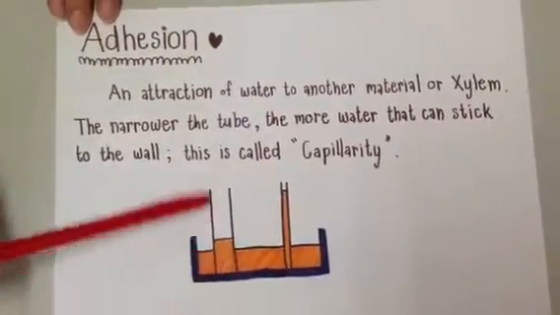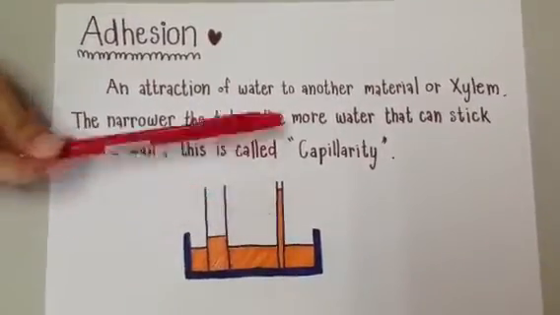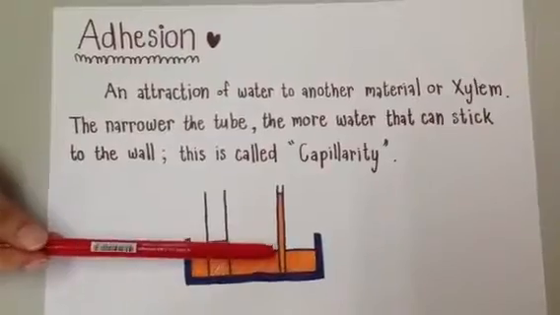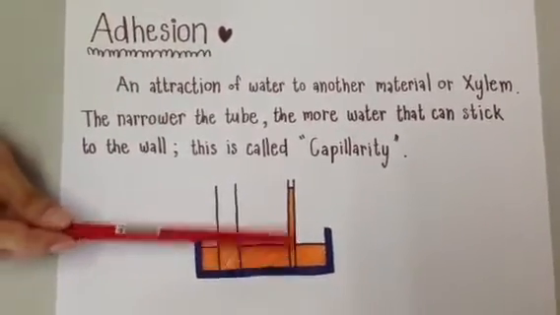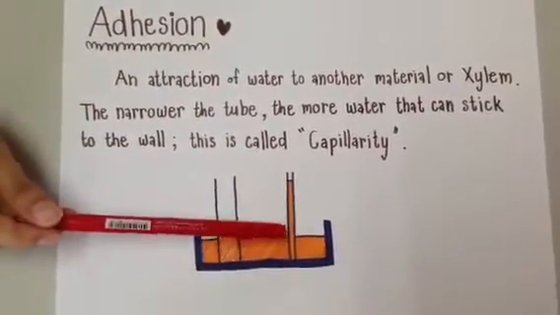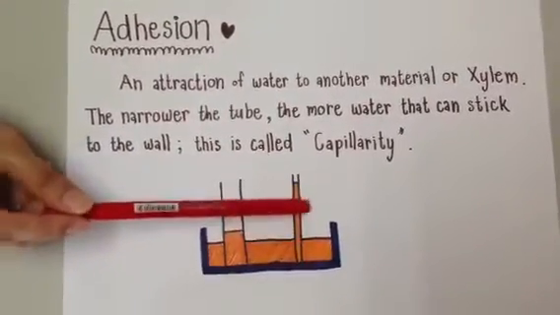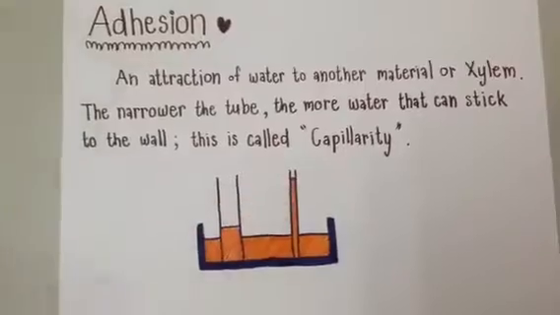One with a wider tube and one with a narrower tube. This one, the water tends to move up more because it's more narrow, and so the water sticks to the side of the tube more.